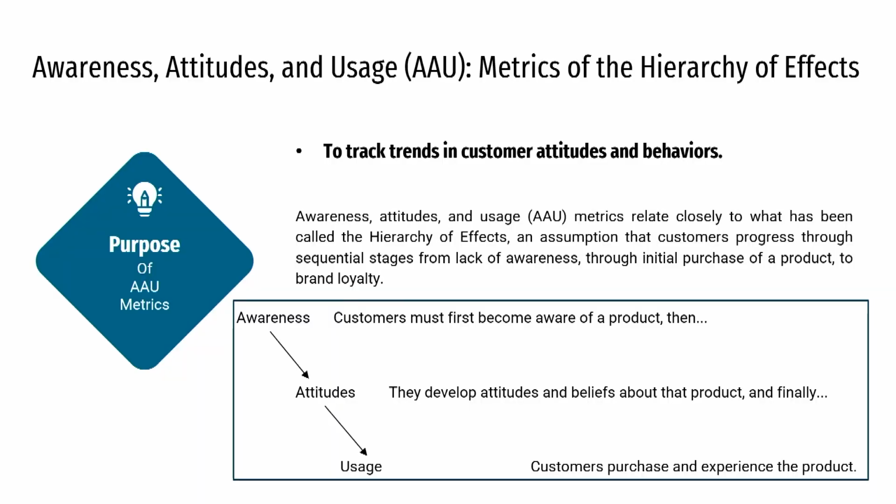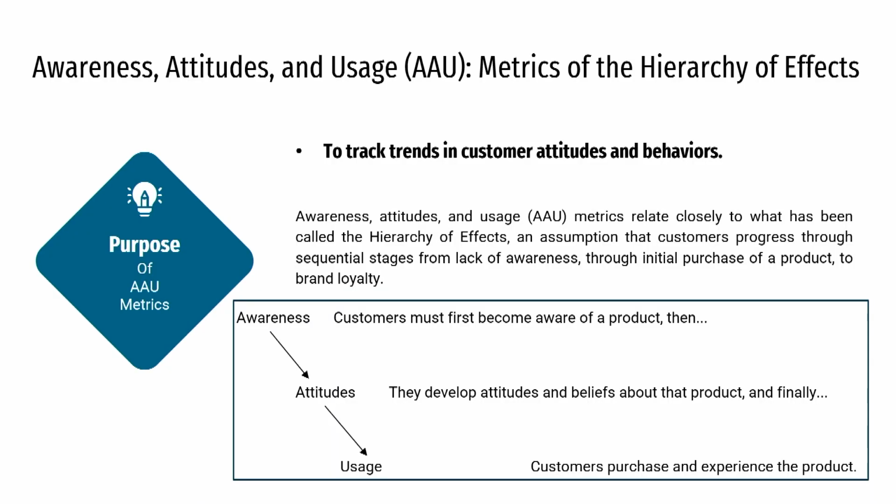An example in the context of India is biscuits, where Parle's high usage reflects loyalty across socio-economic strata. So, this is about the AAU matrix. Now, we will look into what the primary purpose of the AAU matrix is. The primary purpose is to track trends in attitude and behavior, which is linked to the hierarchy of effects.